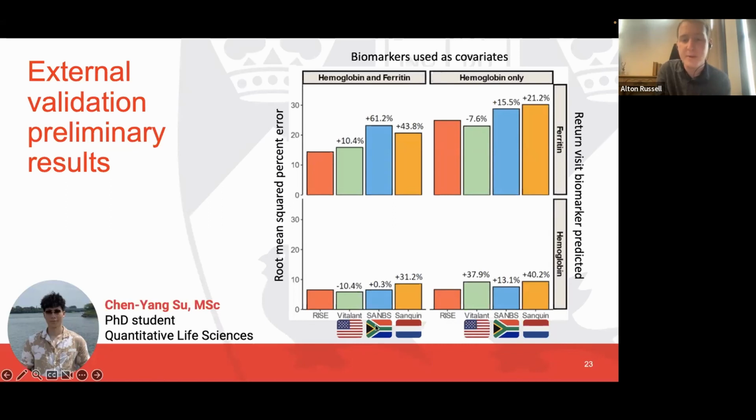But interestingly enough, we do pretty well externally validated to both the US and South Africa when it comes to predicting hemoglobin with ferritin as a covariate. So pretty good external validation results all in all.